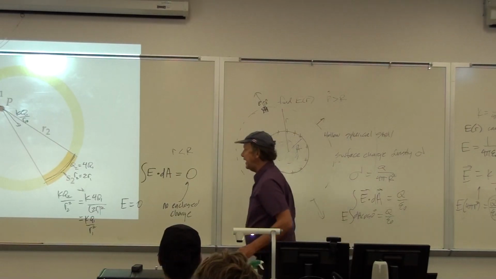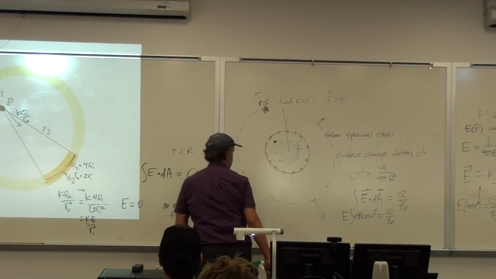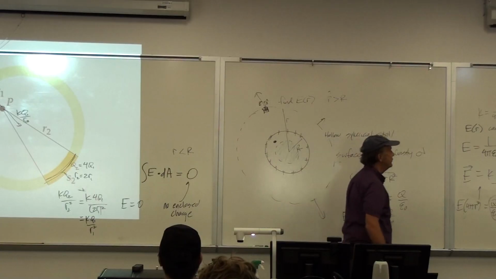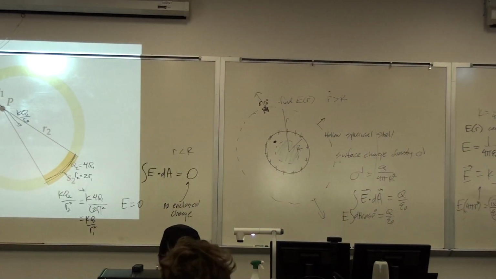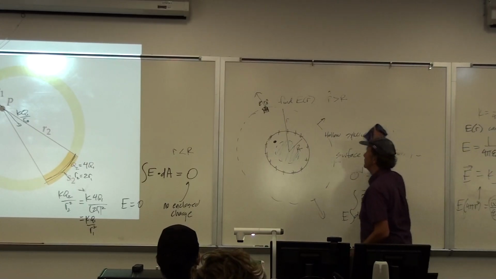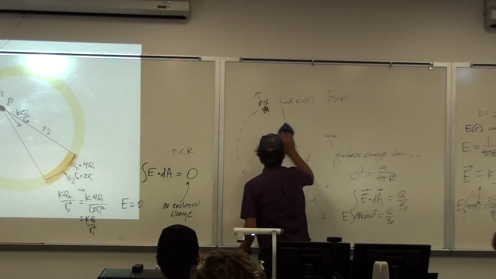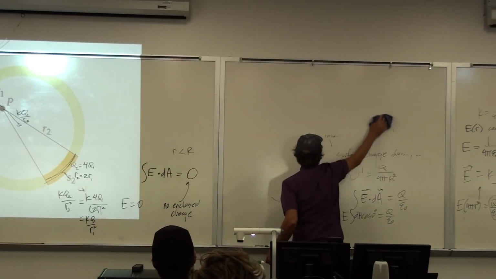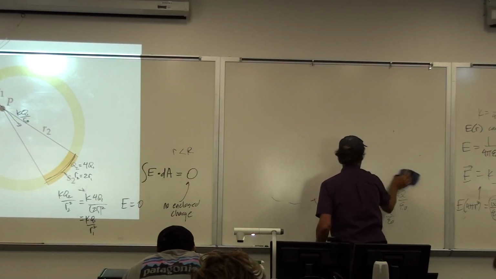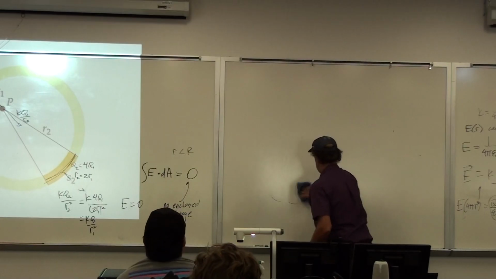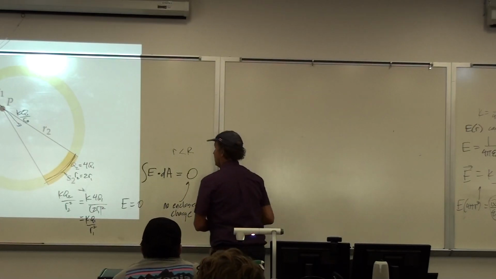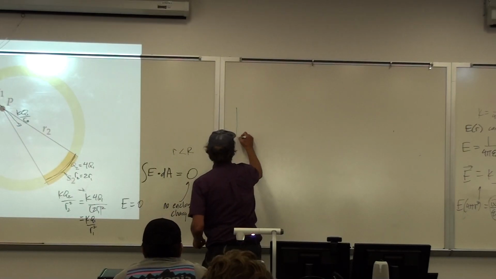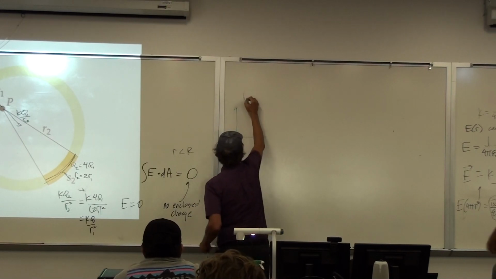Okay, now what if we had a charged conducting sphere? So far we've dealt with a spherical shell, inside and outside. And so let's plot this out. This is for the shell.